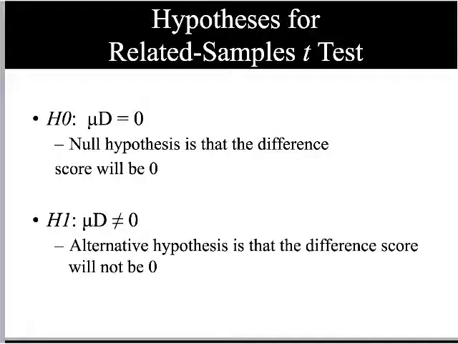Okay, so let's think about how we'd actually calculate a hypothesis test here for this related samples t-test. We start the same place we started with the other t-tests. We have a null hypothesis and alternative hypothesis. The null hypothesis is that the population mean difference is 0. The alternative hypothesis is that the difference is not going to be 0. So we start in the same place we started before.